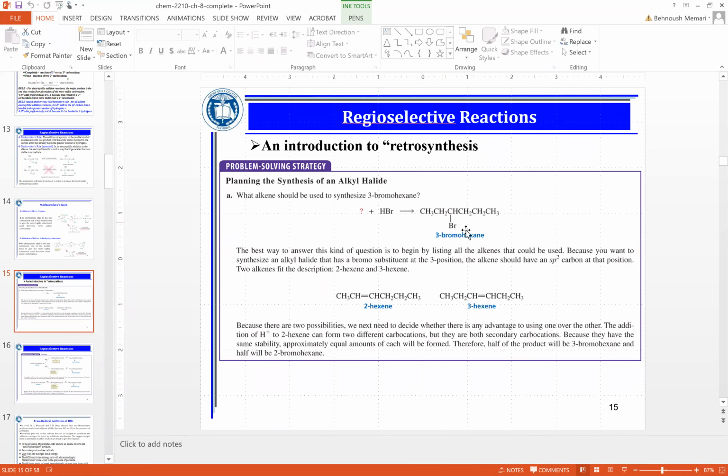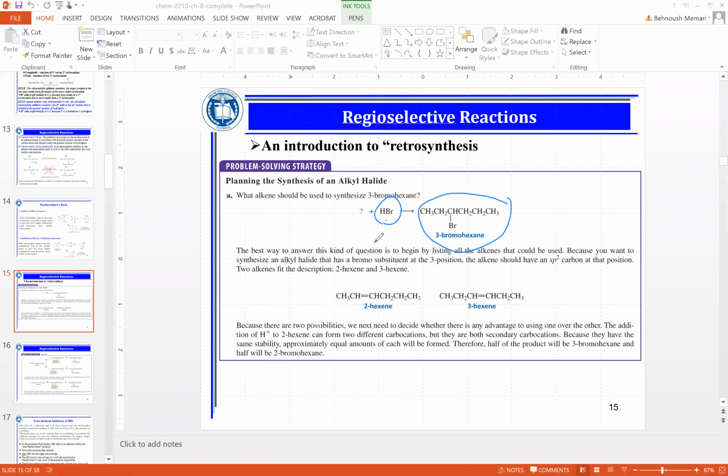So what would be, for the retrosynthesis, what is retrosynthesis? You start from the product, and then you predict what would have been the reactant in order to make this product. So if you're adding HBr, H should add to the carbon with the greater number of hydrogens, and Br should add to the carbon with the least number of hydrogens.